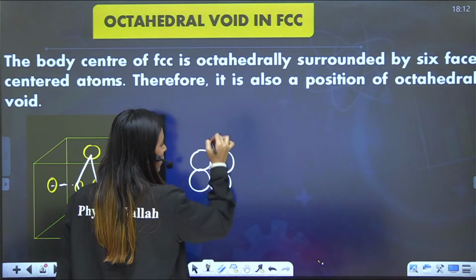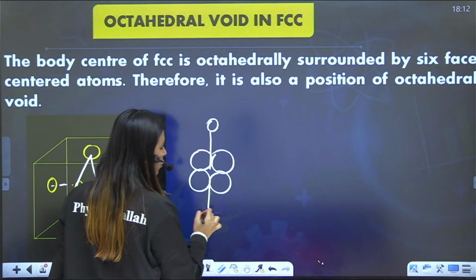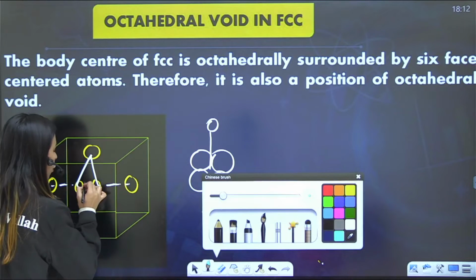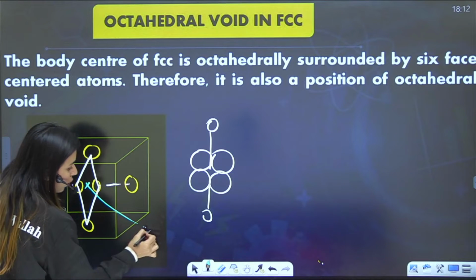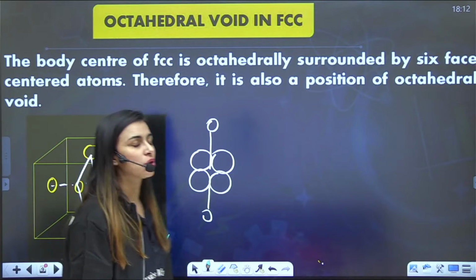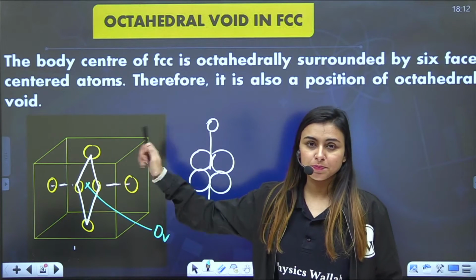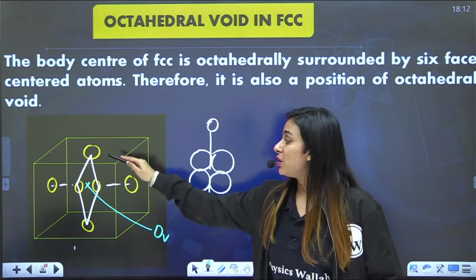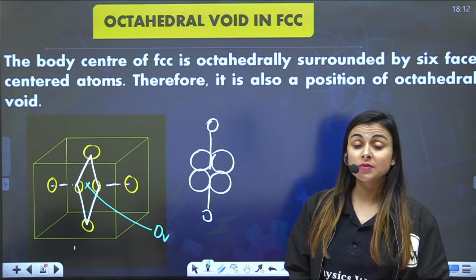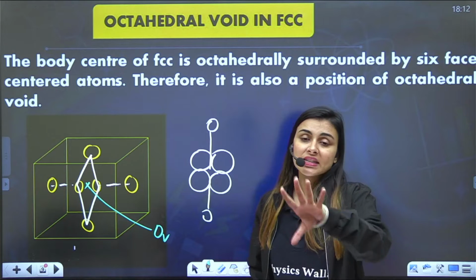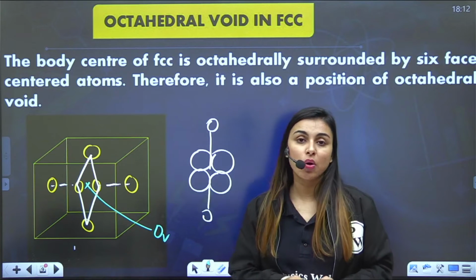One is above and the other is below. Yeah, so this is how you can find a body center octahedral void in the body center of a FCC. Who makes the body center part as your octahedral void? The six face center atoms, and that actually is connected with six different atoms, and that is why it is known as the octahedral void.